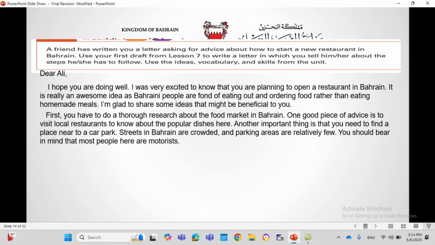Let's come to the first advice. First, you have to do a thorough research. Thorough here means comprehensive research, total research about the food market in Bahrain. One good piece of advice is to visit local restaurants to know about the popular dishes here. Another important thing is that you need to find a place near to a car park. Streets in Bahrain are crowded and parking areas are relatively few. You should bear in mind that most people here are motorists. And as you know, the word motorist means someone who owns a car.